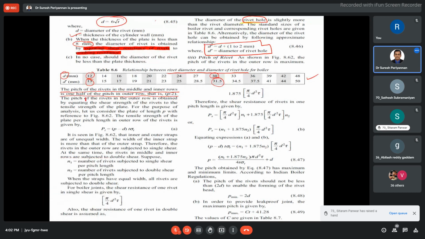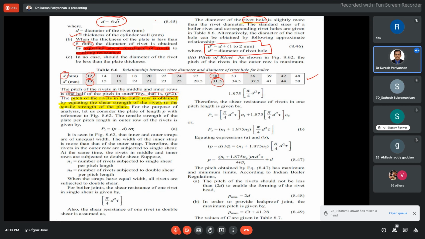The pitch of the outer row is obtained by equating the shear strength of the rivet to the tensile strength of the plate. Very, very important: shear strength of the rivet equal to the tensile strength of the plate, for finding the pitch of the rivets in the outer row.